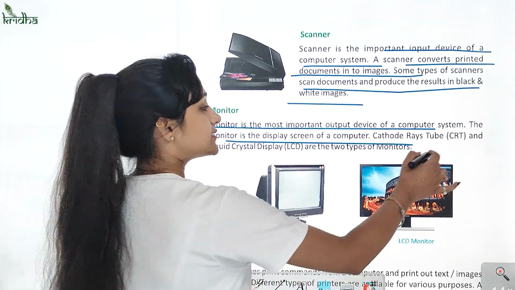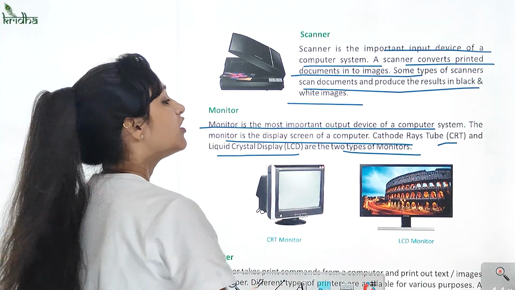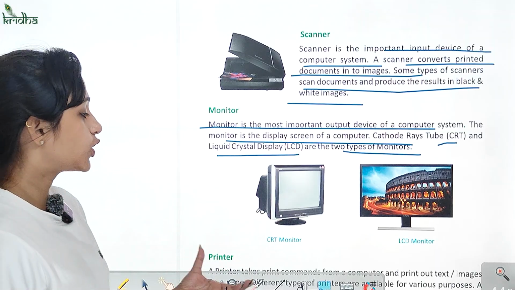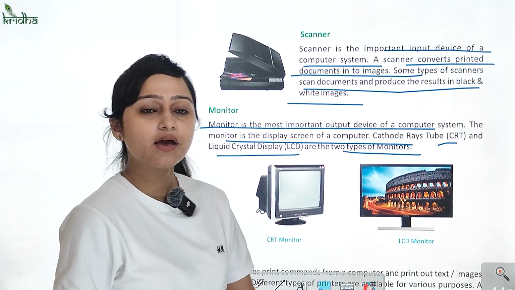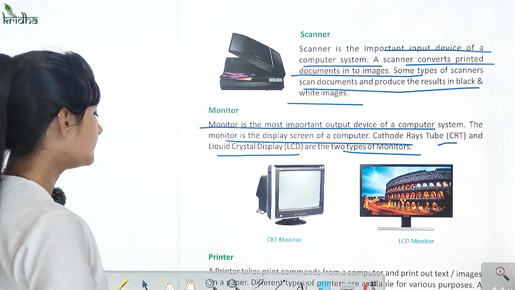Cathode ray tube, that is CRT, and liquid crystal display, that is LCD, are the two types of monitor. ये दो types के monitor होते हैं, CRT monitor and LCD monitor. Nowadays LCD and LED monitors are trending.